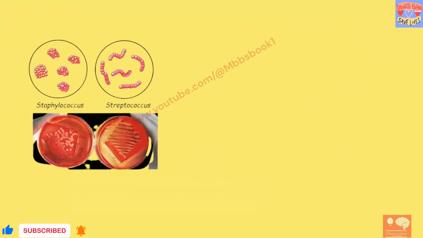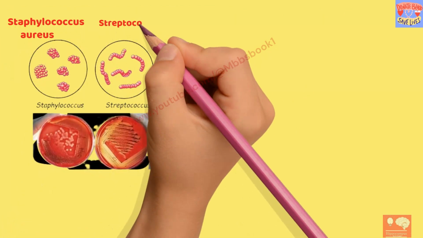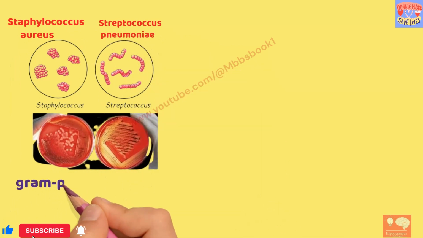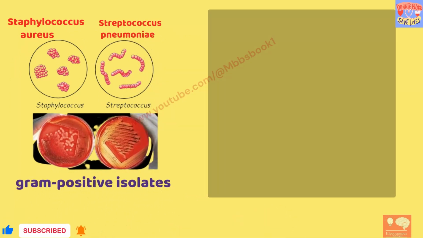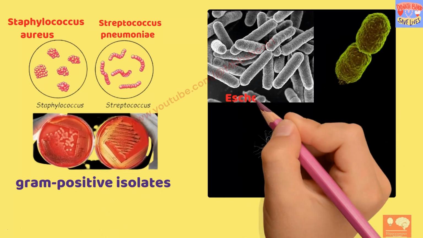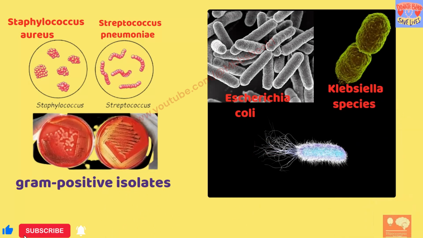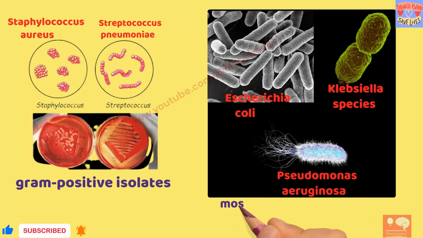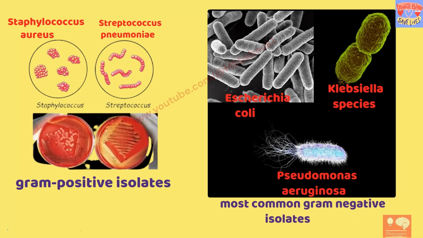Now, Staphylococcus aureus and Streptococcus pneumoniae are the most common gram-positive isolates, while E. coli, Klebsiella species, and Pseudomonas aeruginosa are the most common gram-negative isolates.